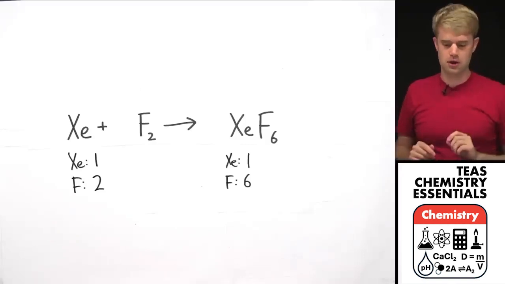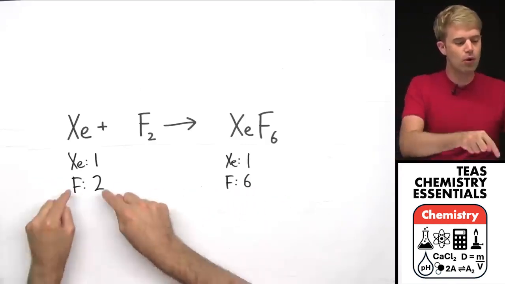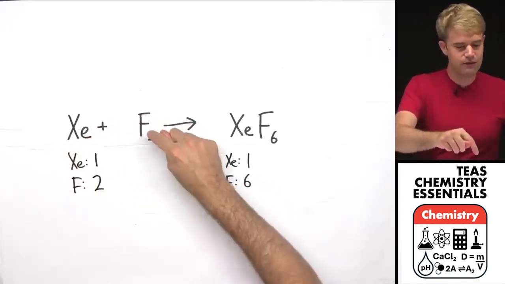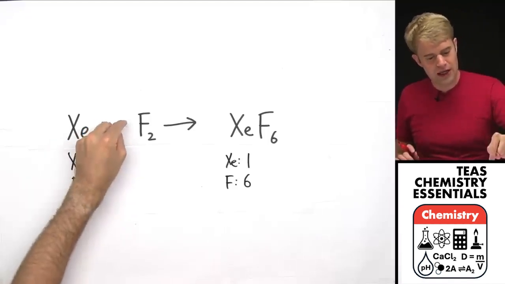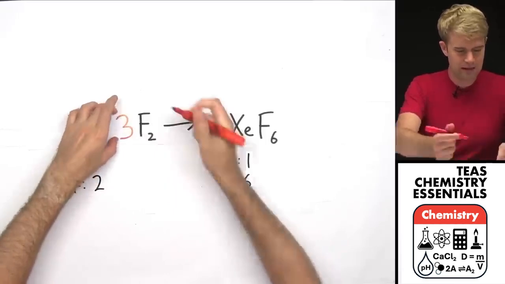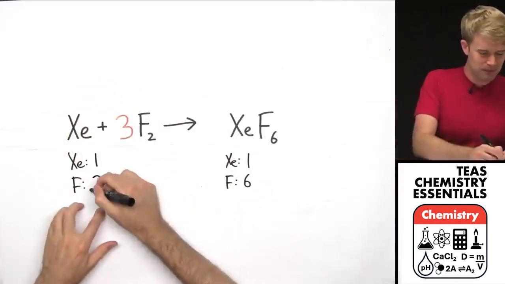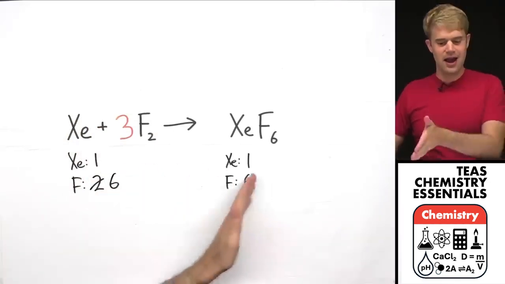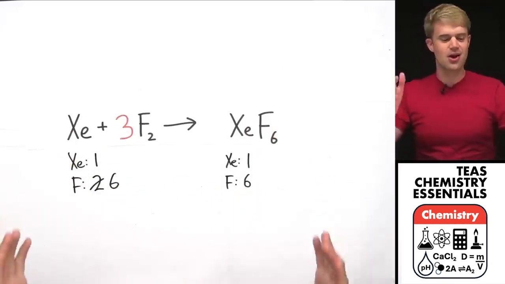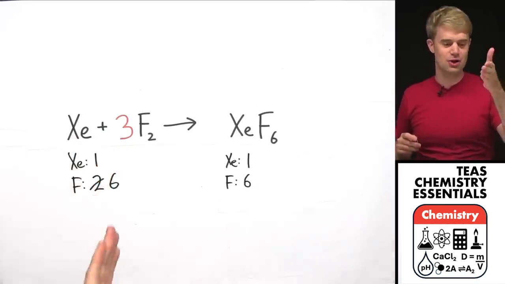Okay? Here's how I'm going to do it. I got six fluorine here, but I got two fluorine here. So for this to balance, I need more fluorines on the left side. I can add a number in front of the F2 here. If I put 3 in front of this F2, now I have 3 times 2 gives me 6 fluorine, and now they balance. 1, 1 for the xenons, 6 and 6 for the fluorine. So now this is a balanced equation by adding this coefficient.